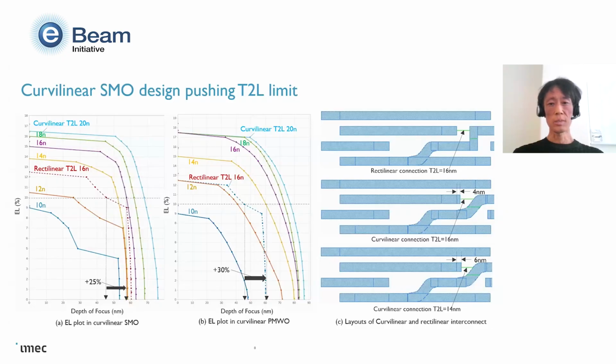Further improvement is achieved when the pupil mask wavefront optimization is applied. The combination of the curvilinear geometry and the PMWO extends the achievable tip-to-line design limit by approximately 6 nanometers, while maintaining the robust process window. These results demonstrate the strong synergy between the curvilinear design and advanced lithographic optimization techniques.